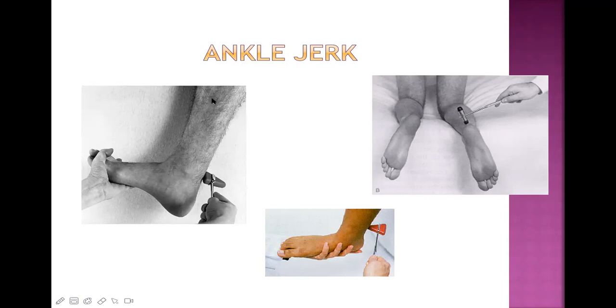These are the calf muscles, which are causing this movement. These muscles are gastrocnemius and soleus. Gastrocnemius and soleus. These muscles form the tendocalcaneus or Achilles tendon. So this is about ankle jerk.